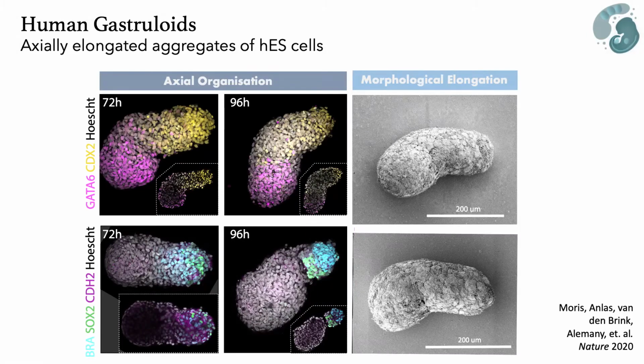Over time, the gastruloids will begin to change shape and will elongate. They also start to express genes in particular regions along their length, which corresponds well to the anterior-posterior axis of the mouse embryo. It is for this reason that we think human gastruloids will be a good model of embryonic development.